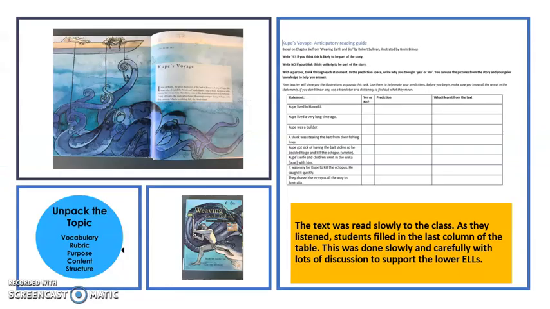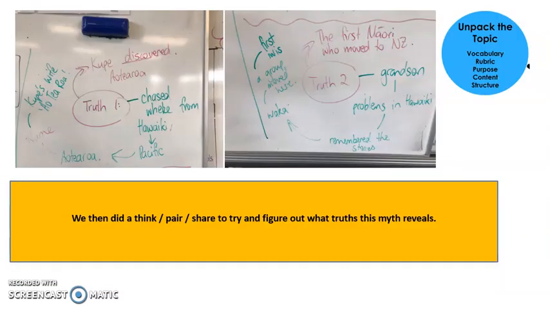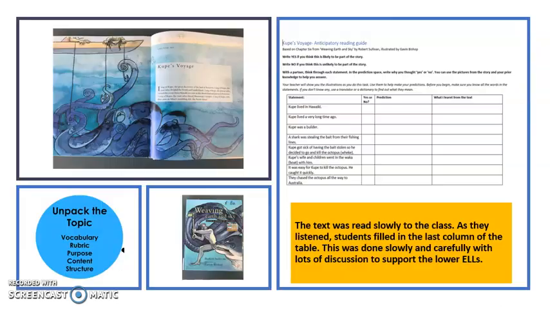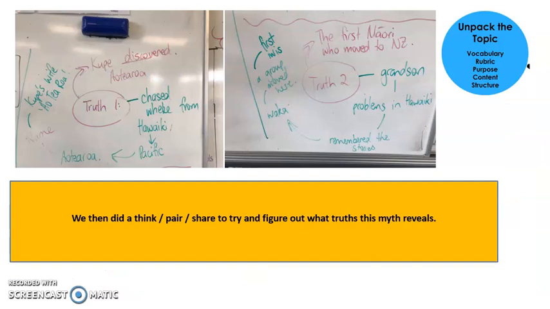So the next step was I read the text to them really slowly, and we paused along the way so that students could fill in the final part of the anticipatory reading guide. They could check whether their predictions had been right, and then write in what the text actually told them. Then we did a think, pair, share, and the students had to try and work out from this myth, Coupe's Voyage, what were the truths that this kind of revealed.